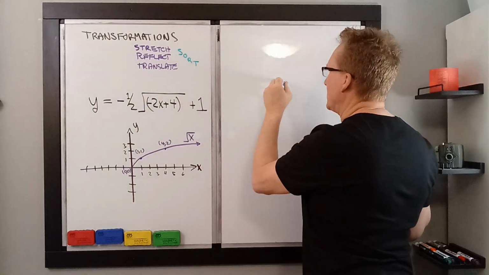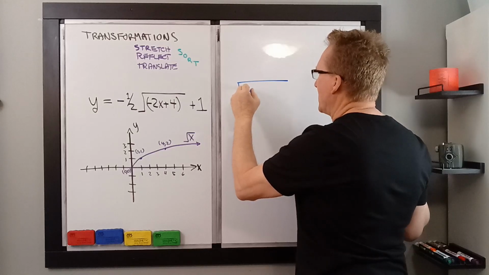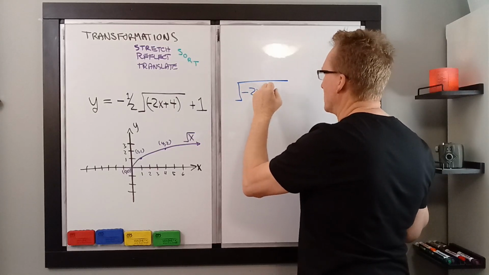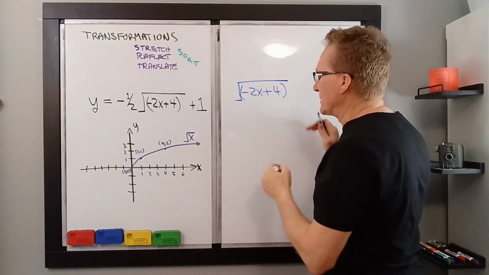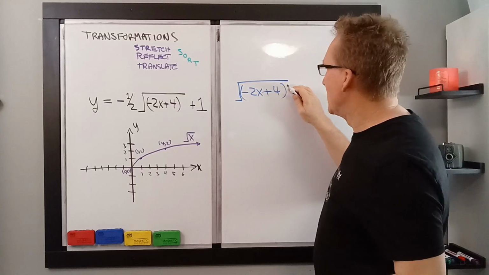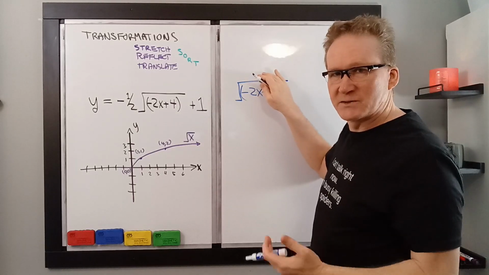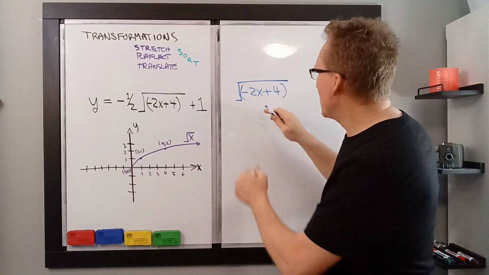So I'm going to write this out here again. It's minus 2x plus 4. This is all in brackets. I just put the brackets in there to make clear that all of this is inside the square root function. So we want to break this apart.